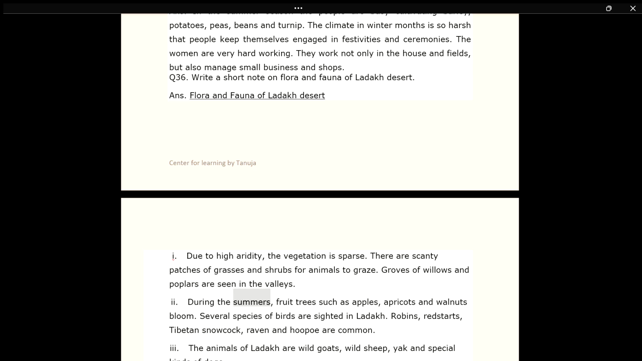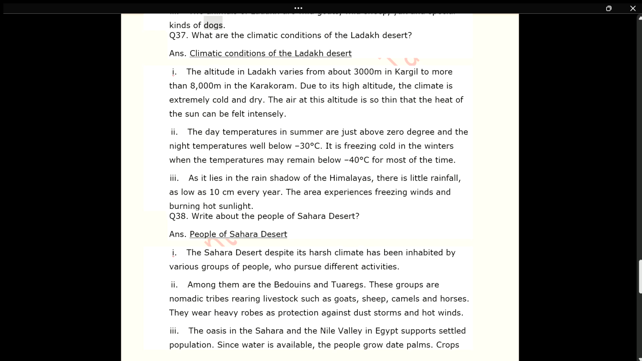2. During the summers, fruit trees such as apples, apricots and walnuts bloom. Several species of birds are sighted in Ladakh. Robins, redstarts, Tibetan snowcock, raven and hoopoe are common. 3. The animals of Ladakh are wild goats, wild sheep, yak and special kinds of dogs.